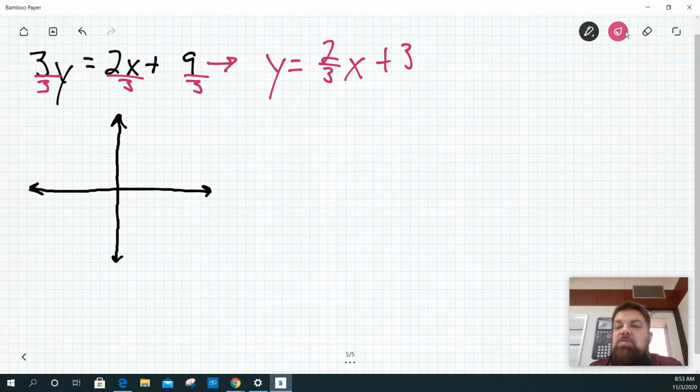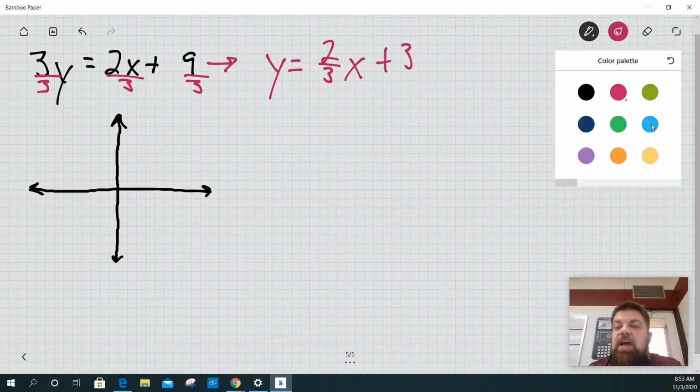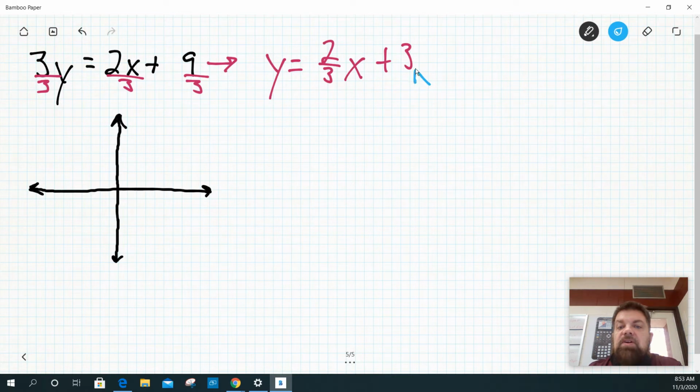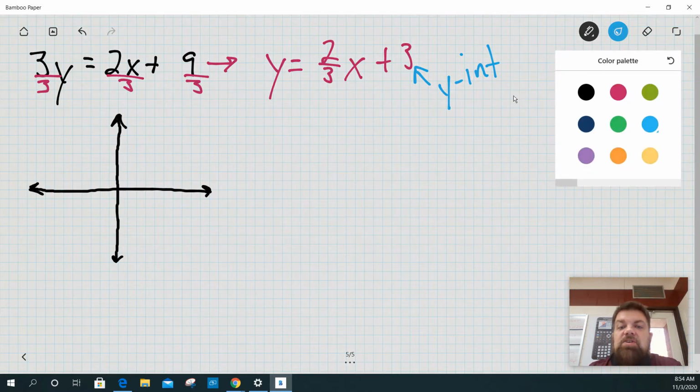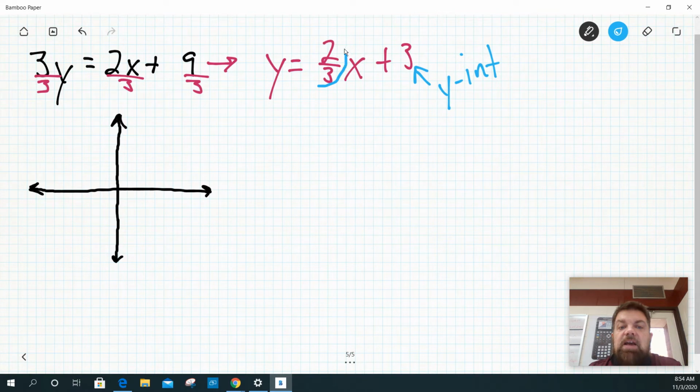Now what that tells me is, remember that this is my y-intercept. The number by itself is the y-intercept. And then the slope is this thing right here. This is the slope. That's my rise over run. So my slope is the rise over run.